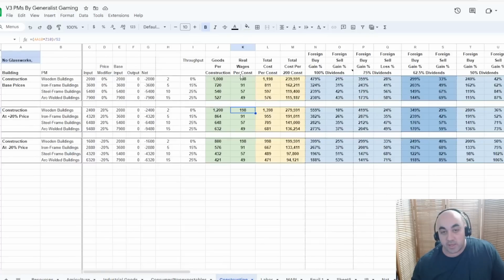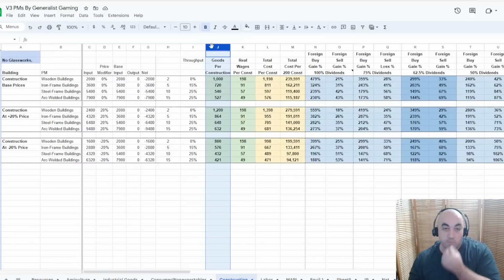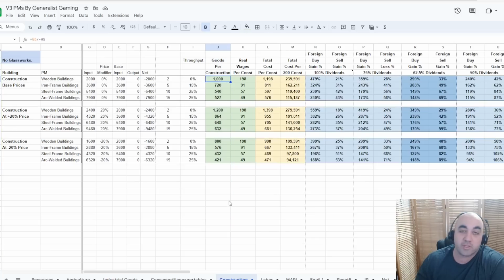Now, to illustrate this in another way, if we take a look at the construction tab here, we can look at the goods cost per construction. On wooden buildings, it's going to cost 1,000 input goods per construction. If we look at that 20% more expensive on price, we'll see that it's 1,200, and this makes sense, but the real wages cost per construction is going to remain constant. And so while the value that we can extract from the economy might be increasing by 50% when we increase all the prices by 50%, by the way, 50% is not a realistic target, it's just easy to illustrate, we will not be increasing our total cost by the same percentage because the wages remain constant.